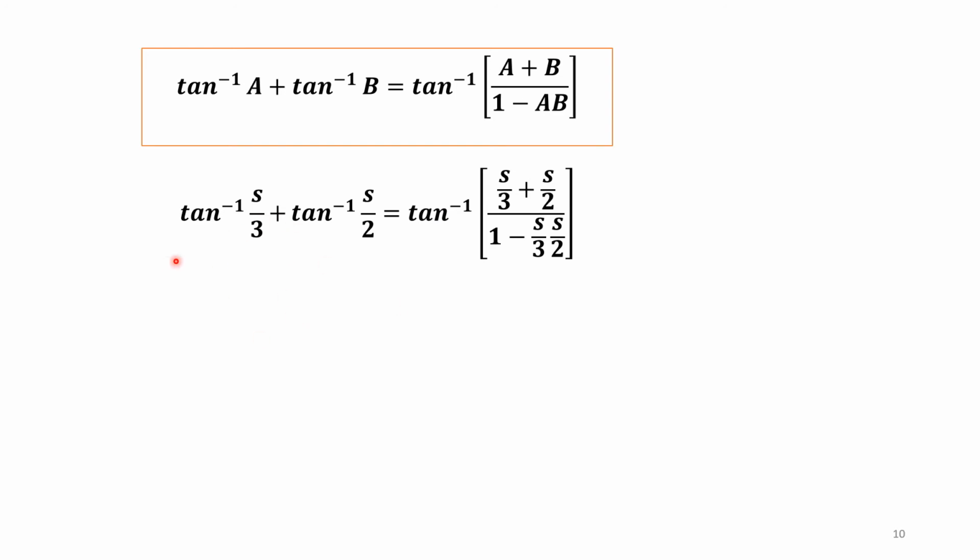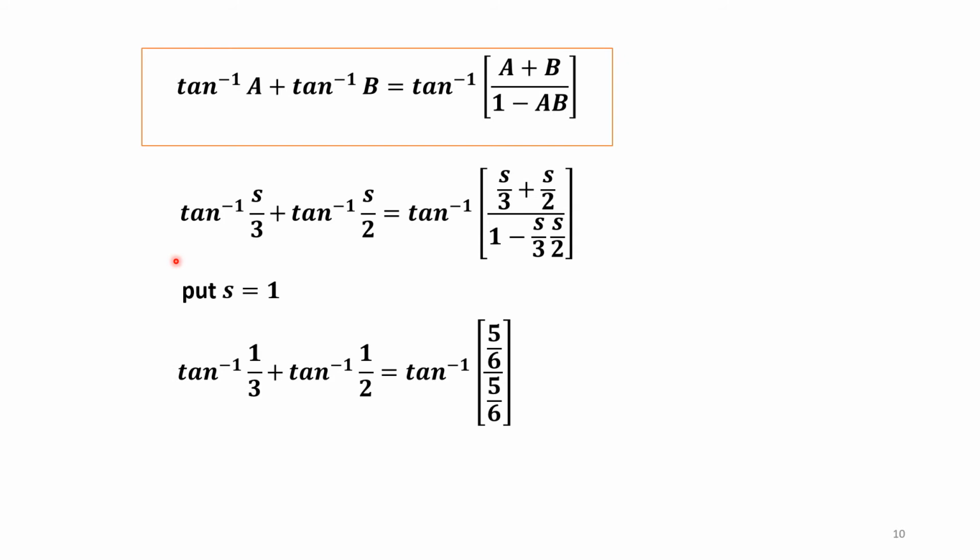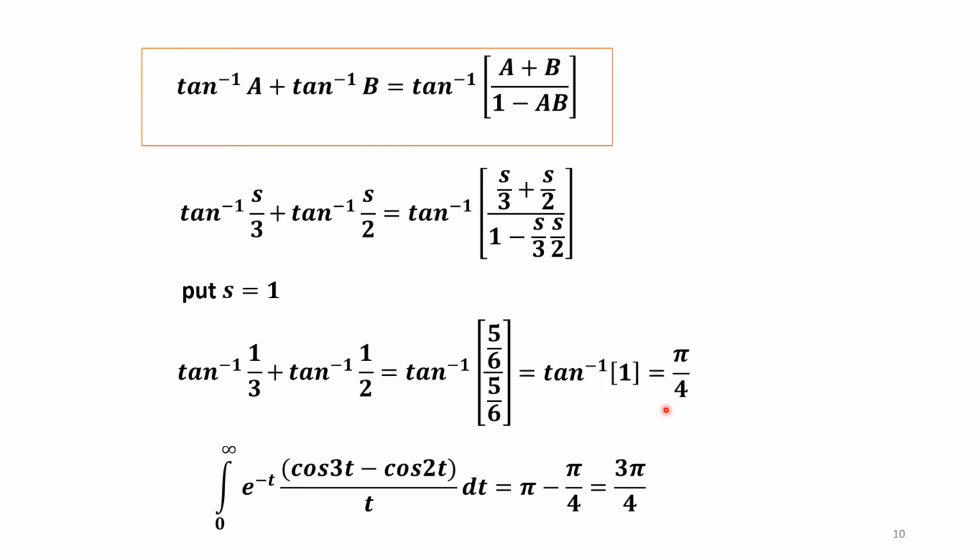So putting s is equal to 1, we can write tan inverse of 1 by 3 plus tan inverse of 1 by 2 as tan inverse of 1 by 3 plus 1 by 2, upon 1 minus 1 by 3 into 1 by 2. If we cross multiply and take the LCM, we will get 5 by 6 here, and here also we will get 5 by 6. This will get cancelled. So we will get tan inverse of 1, which is equal to pi by 4. So the problem was pi minus this answer, and this answer we have got to be equal to pi by 4. So we can write the given integral as pi minus pi by 4, which is equal to 3 pi by 4.